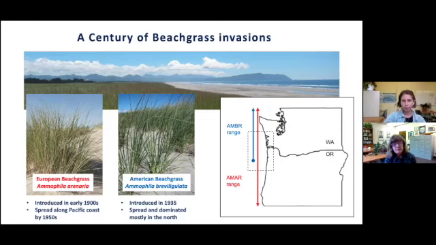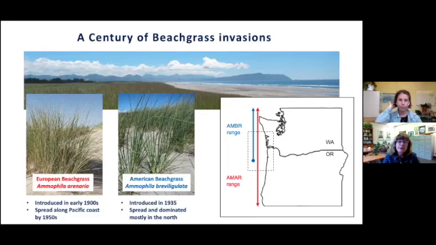And then a second species, the American beach grass, which is native to the East Coast and also the Great Lakes, was introduced in the 1930s near the Columbia River, and it spread mostly north, and actually dominated, and in many cases has outcompeted the European beach grass in these areas. And so these 2 species co-occur.